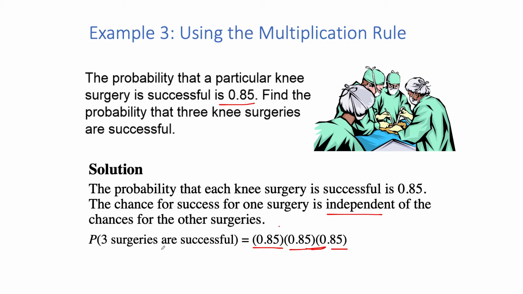So for three surgeries to be successful, if you break it down, it's the probability that the first one is successful and the probability that the second one is successful and the probability that the third one is successful. So it's all operated by and. It's happening in a sequence. So the right operator here is and. Okay. So the probability that all three surgeries are successful is about 61.4%.